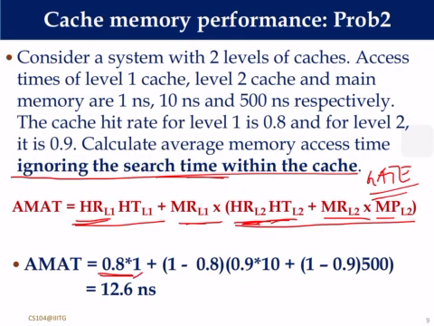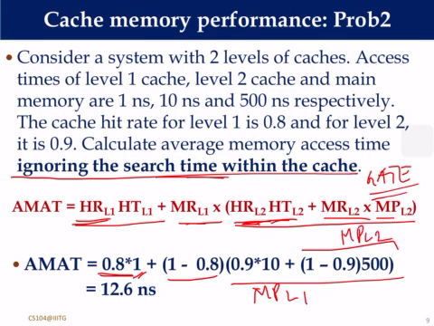If you substitute the values, 0.8 is already given to you, and the hit time is given as 1, right? Next, whatever comes here is the miss penalty for L1, so this will apply only 20% of the time, 1 minus 0.8. Again, whatever comes here is the miss penalty for L2, so that will happen only 10% of the time, with the 500. I hope this is clear.